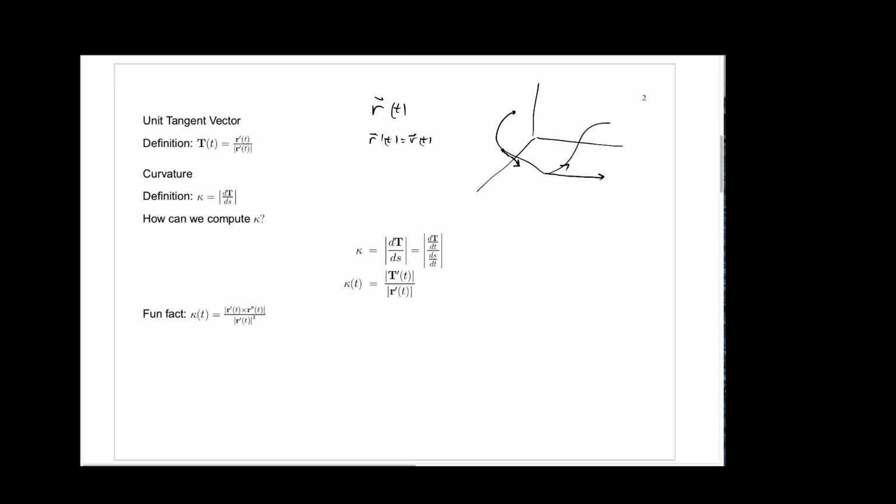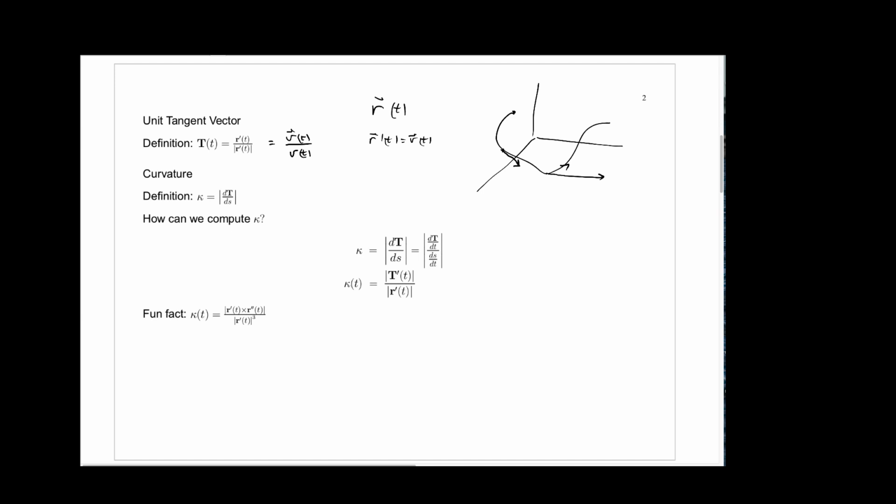Now, if we want something that depends only on the geometry, we define what we call the unit tangent vector. This is capital T of t, called the unit tangent vector, and that's just this velocity vector divided by the length of the velocity vector, which is the speed function. This will now be a vector of length 1, that's why it's called the unit tangent vector, and it will be in the tangent direction.